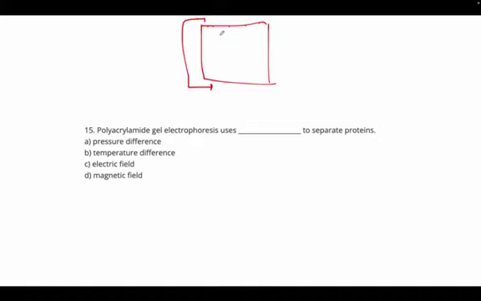And then the proteins, we usually run this in SDS, so the SDS imparts a negative charge to our protein. So our proteins thus migrate towards the positively charged electrode. And so the proteins are separated based on their size due to the influence of the electric field. There is no other difference in pressure, temperature, magnetic field, and so on in gel electrophoresis.